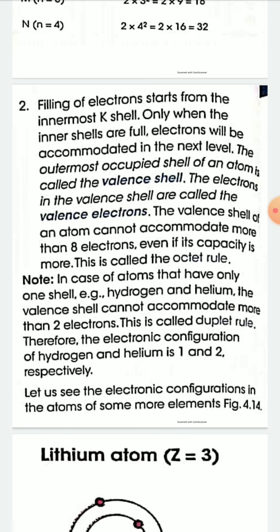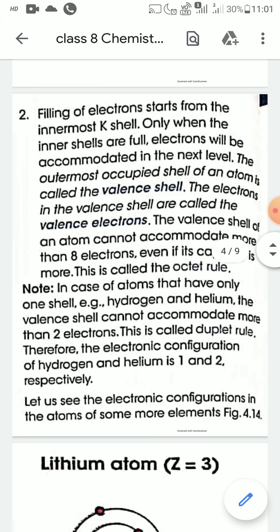Here one note is given: in the case of atoms that have only one cell, like the hydrogen atom and helium atom, the valence cell cannot accommodate more than 2 electrons, because only one cell, the K cell, is present in hydrogen and helium. This is known as the duplet rule. Duplet rule means 2 electrons in the valence cell.